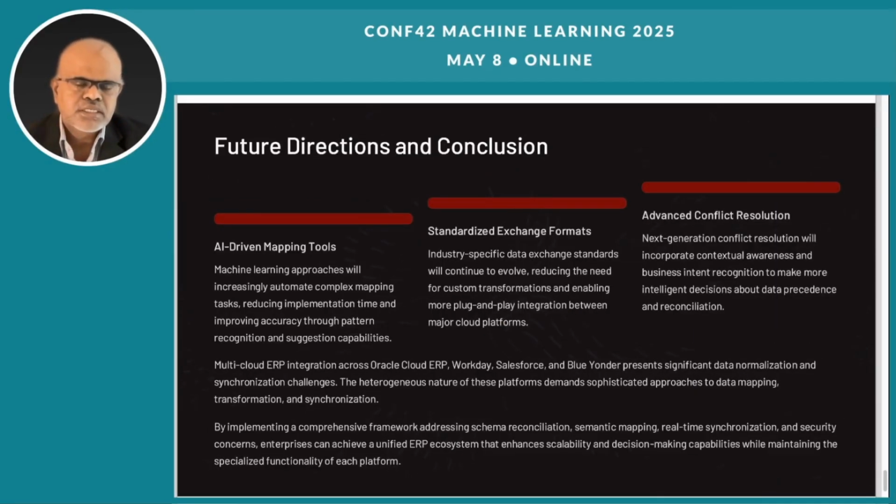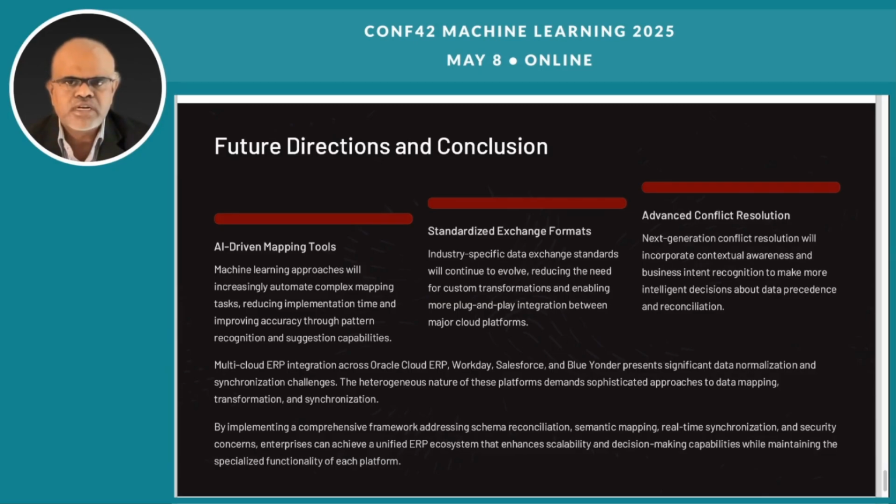What are the future directions and conclusions? So the AI-driven mapping tools which are available now in the market use machine learning approaches to automate most complex mapping tasks and reduce the implementation time, and also improve the accuracy through pattern recognition and suggestion capabilities. Also, the industry is evolving standardized exchange formats for the data elements, which will reduce the custom transformations and mapping which are needed. The last one is advanced conflict resolution.